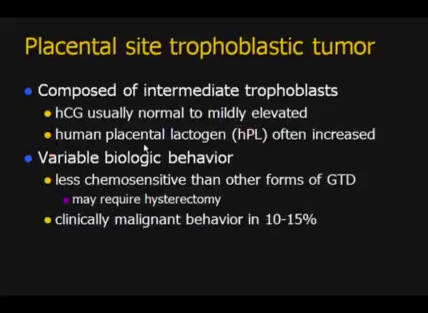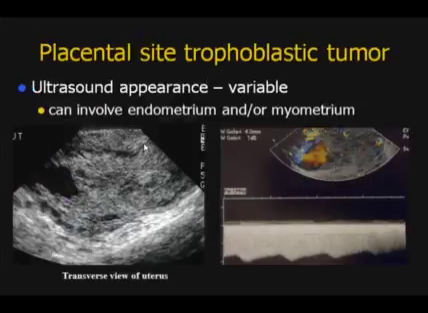These tumors are composed of intermediate trophoblasts. So the HCG is usually normal to only mildly elevated, and there's actually another marker, human placental lactogen, that's often increased in this type of trophoblastic tumor. They have variable biologic behavior. They're less chemosensitive than other forms of trophoblastic disease and may require hysterectomy. They have a malignant behavior clinically in about 10 to 15% of patients.